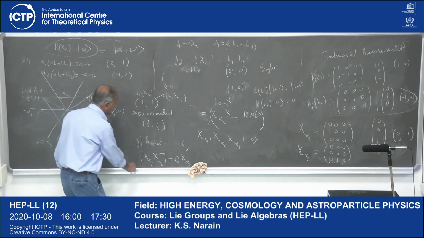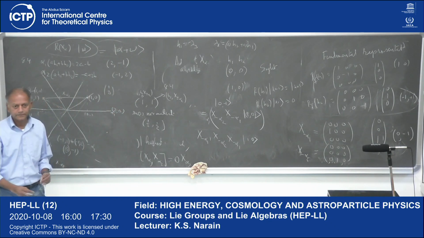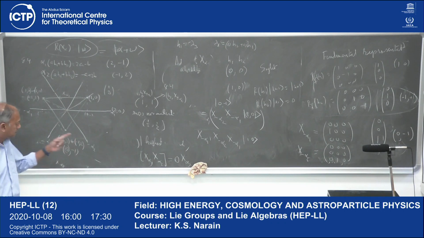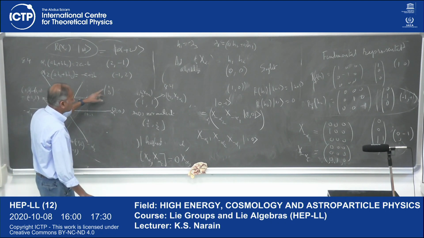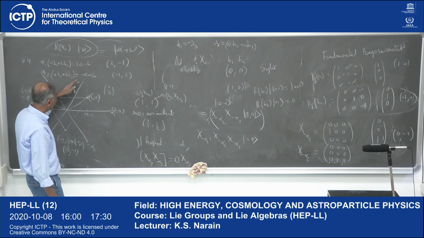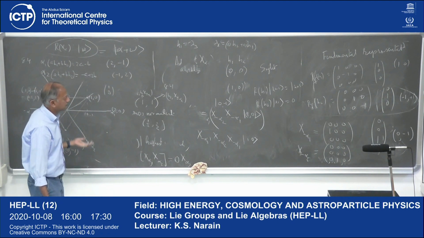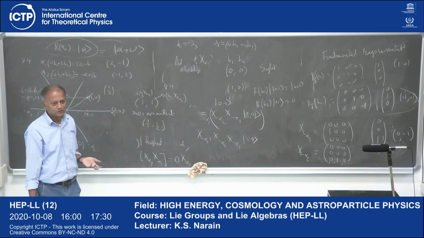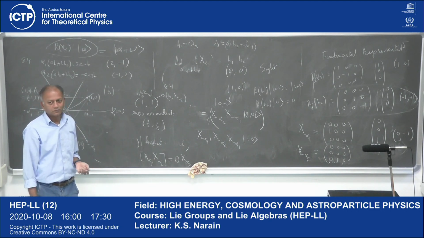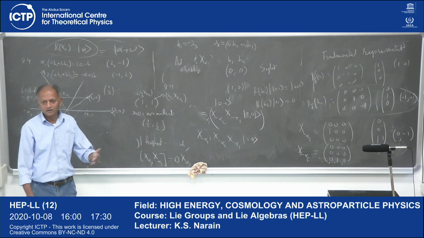Okay, we'll work out many more examples next time. This is both of this, and several other representations. This was the simplest one, 1, 0. 1, 1 we already know, which was the adjoint representation. Then you can ask, what about 2, 0? It will turn out to be a 6-dimensional representation, and so on and so forth.